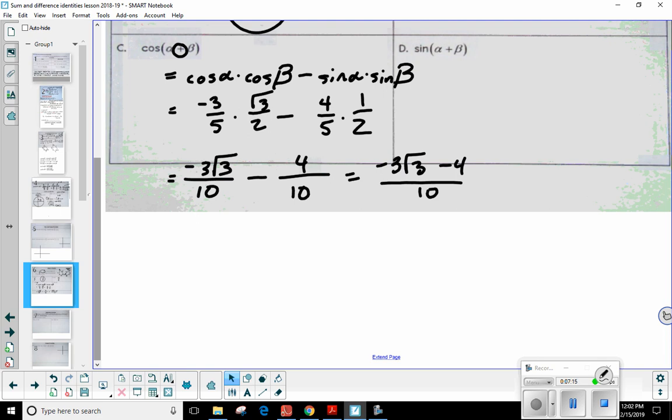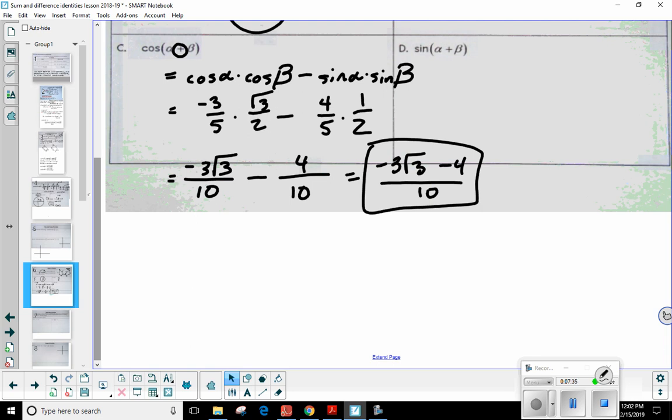Or you could leave them separate. Negative 3 square root of 3 over 10 minus 2/5. If you wanted to do that, it's the exact same thing. But there you go. Again, we're just using the sum and difference identities. Okay. Questions.